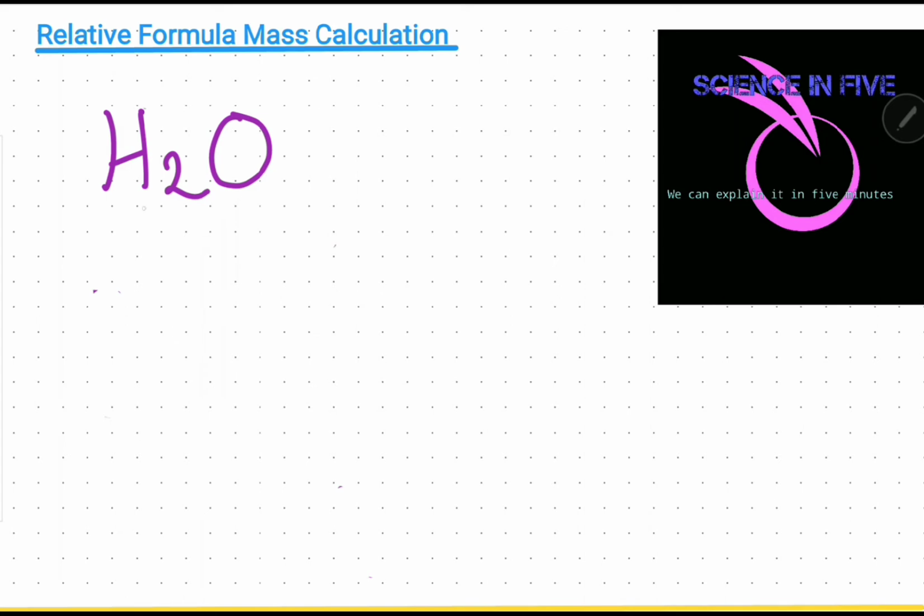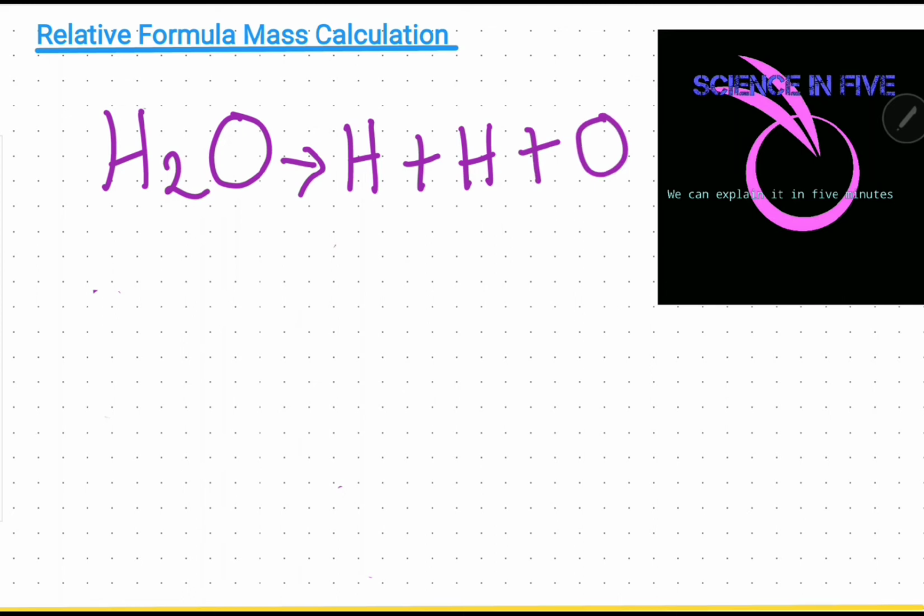Next to the hydrogen, I can see there's a little 2. Next to the oxygen, there is no number there, so there must be a 1. We'll assume there's a 1 there. So the little 2 here tells me that water is actually made up of 2 hydrogen atoms and 1 oxygen atom. I can read that from the chemical formula.